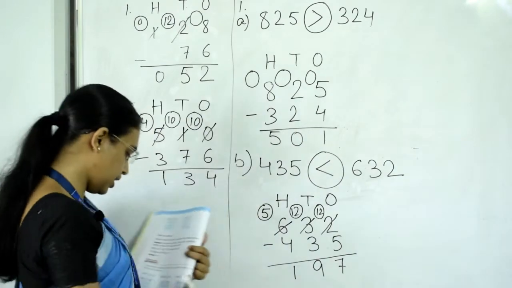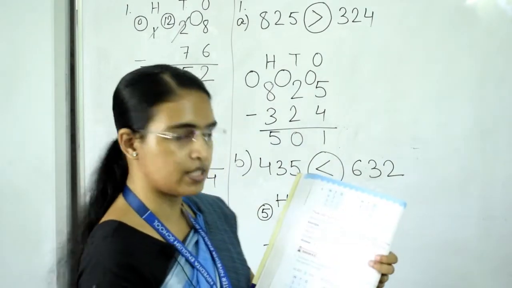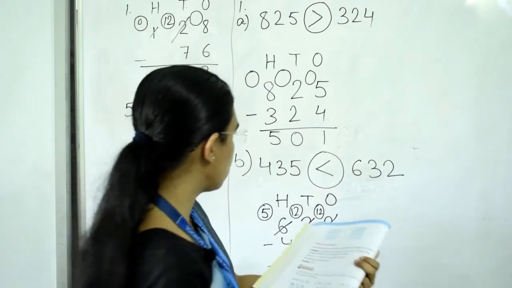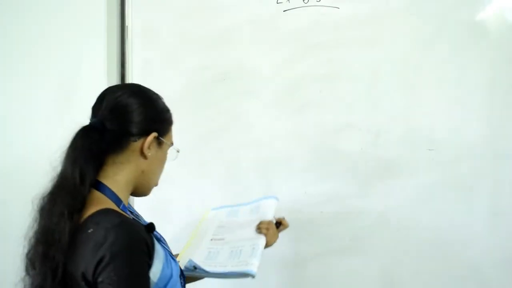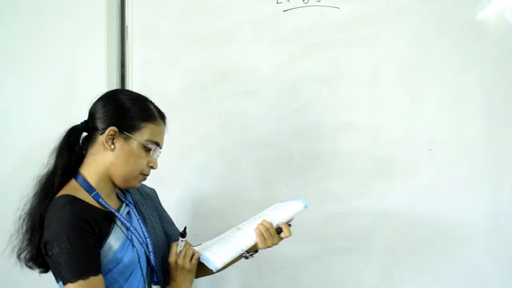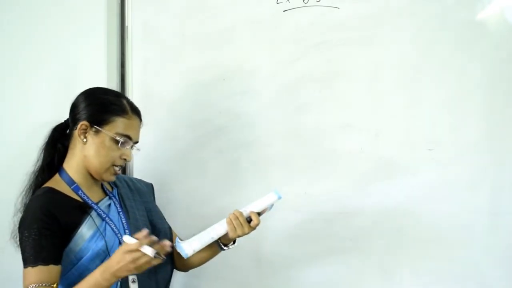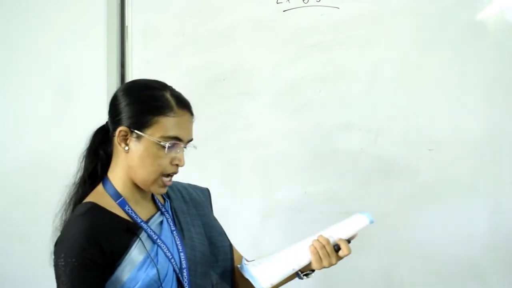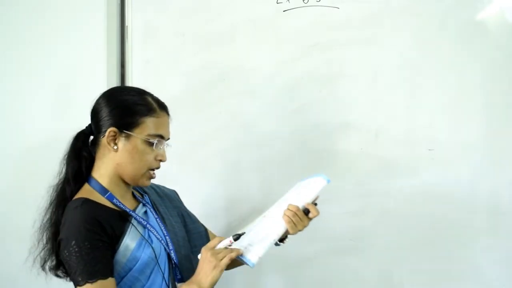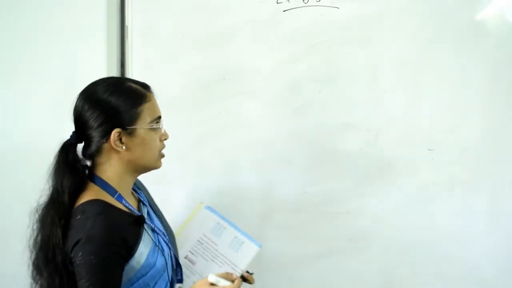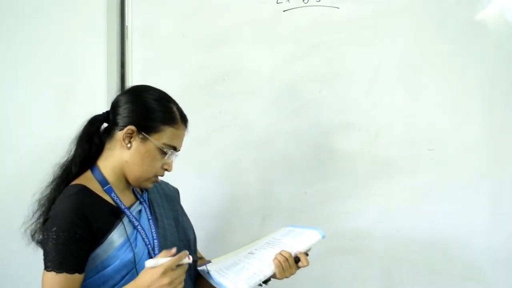In this way you have to do question number C. Question number 1C is your homework. Now we will do question number 2. Compare and put the greater than, less than, or equal to sign in the circle. There are some numbers, you have to compare them and then put this sign.